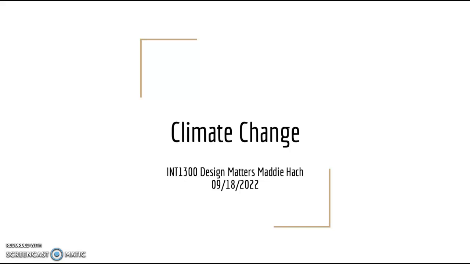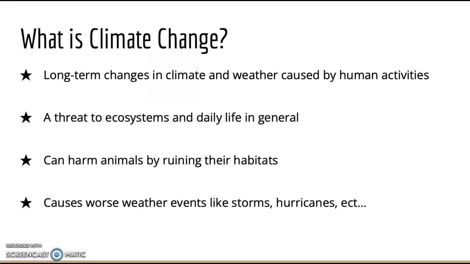Climate change and landscape architecture. So first, let's talk about what is climate change. Climate change is long-term changes in climate and weather caused by human activities. It is a threat to ecosystems and daily life in general. It can harm animals by ruining their habitats and cause worse weather events like storms, hurricanes, etc.